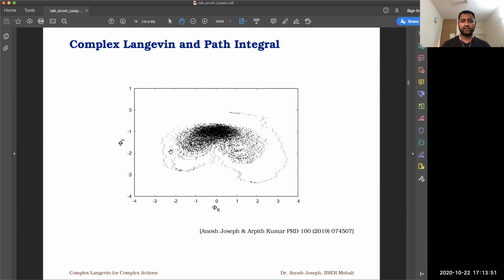This is a simulation result from this paper, our paper. Arpit is my student. So here, this is for a theory. It has a scalar field, and we start with some arbitrary initial condition, and we let it evolve in Langevin time. So slowly, it is finding the equilibrium distribution. So it finds the equilibrium distribution, and it stays there. Okay. So once it stays there, we can start taking measurements.